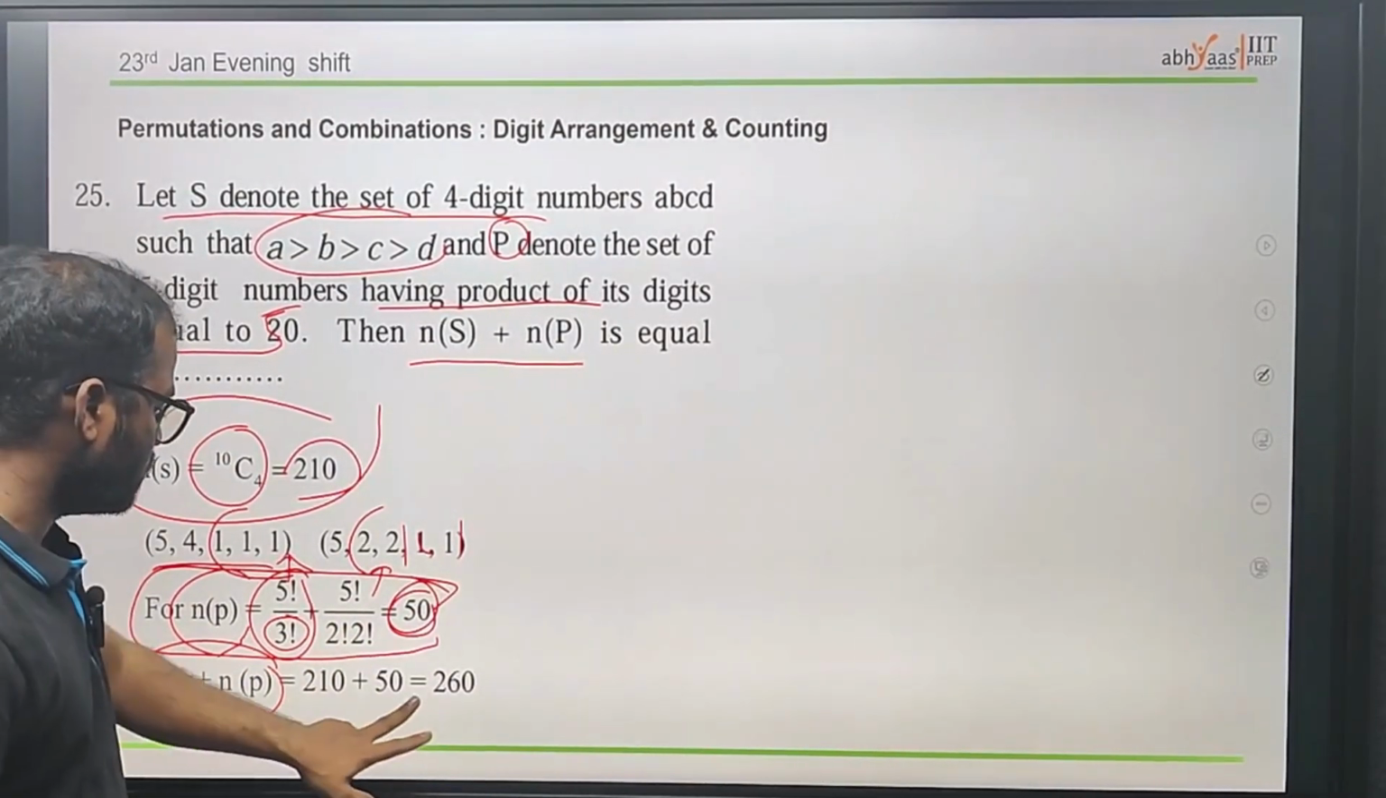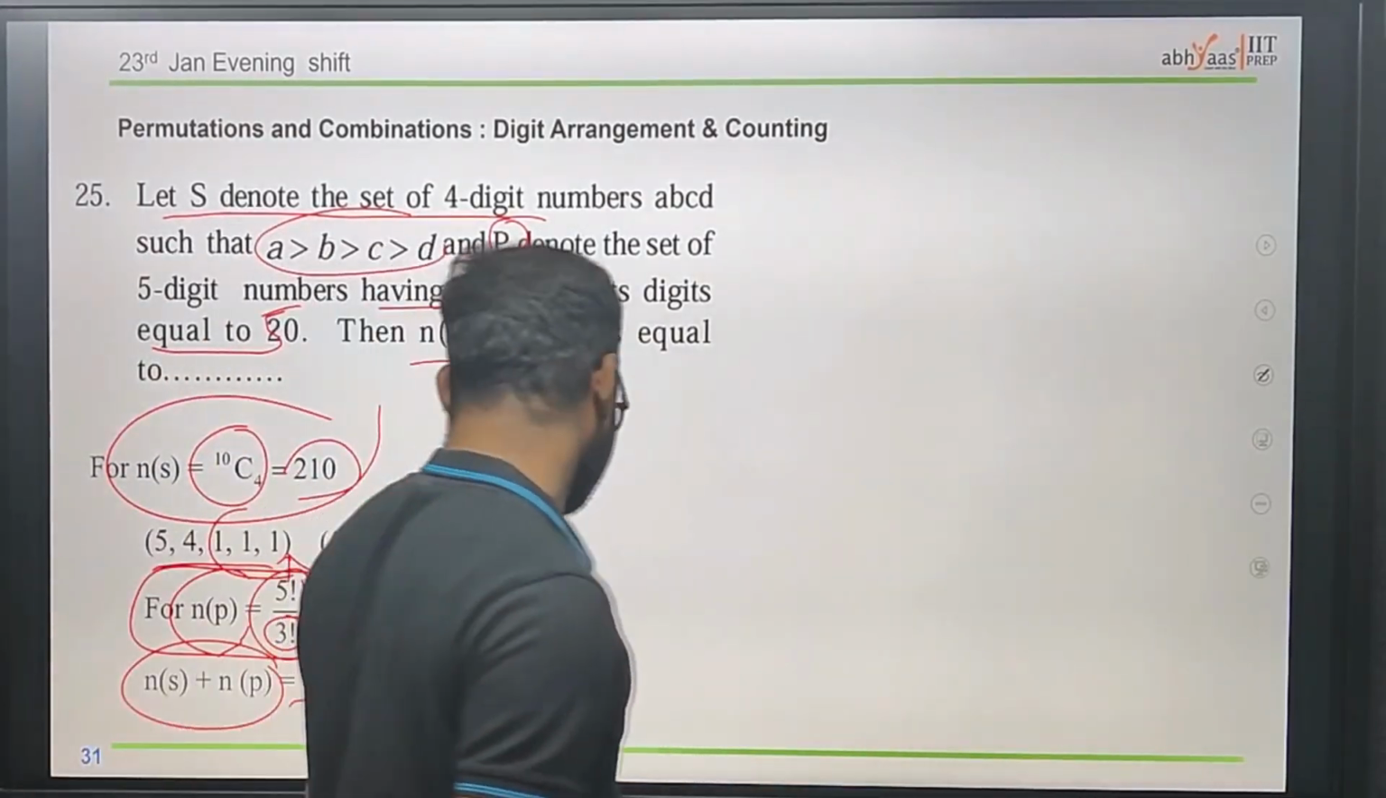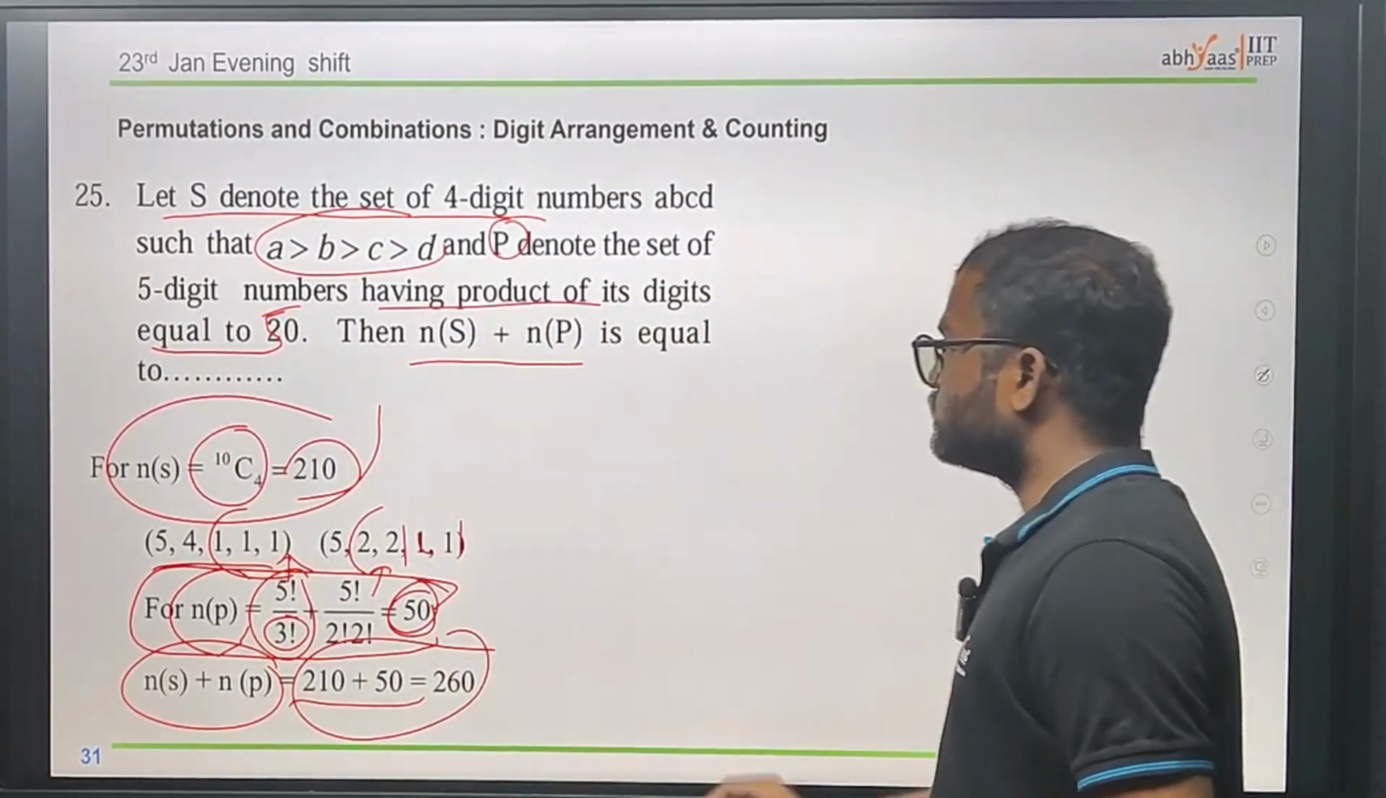The total number of elements is 210 plus 50, which is equal to 260. That's how we got 260 as our answer.